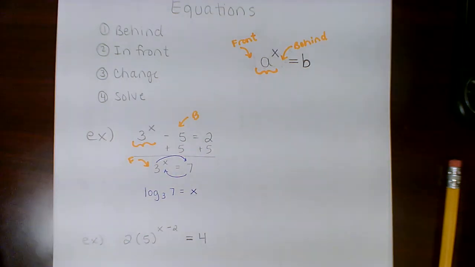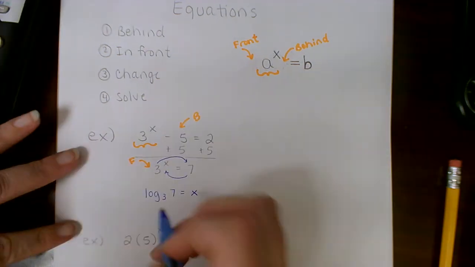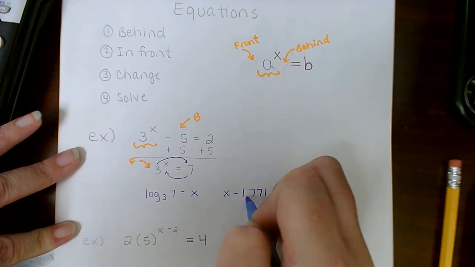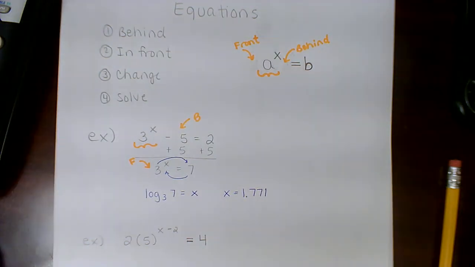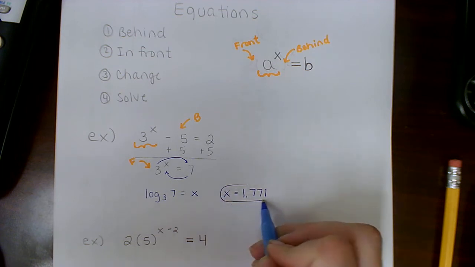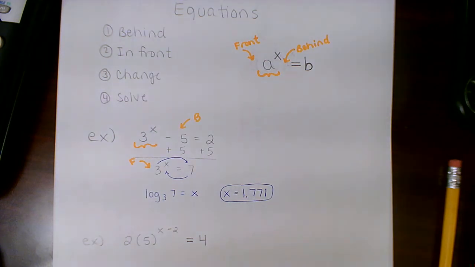You are going to need a calculator at this point. Desmos works just fine. I'm plugging it into my TI, and I get 1.771. If I haven't said so yet, please remember that I have a 3 decimal minimum. So when you write it down, you want to go to at least the 3rd decimal. If you want to go further than that, be my guest. Now that the x is by itself and I've solved, I'm finished.